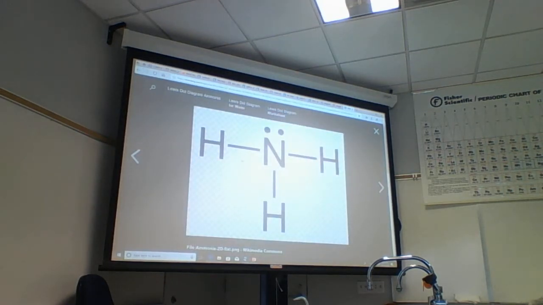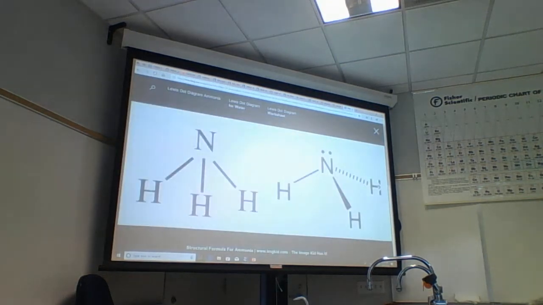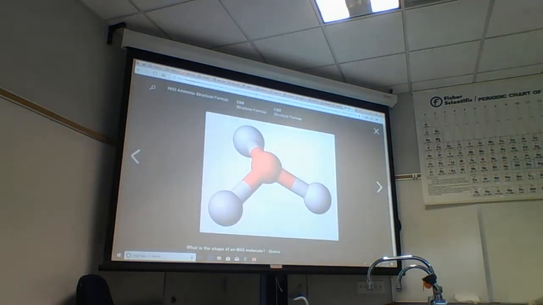So when we draw the Lewis structure, do you see trigonal pyramidal at all in this Lewis structure? No, you don't. You don't care in a Lewis structure. This one on the left is no good. What's missing on the left? Yeah, 2 electrons, so it's no good.